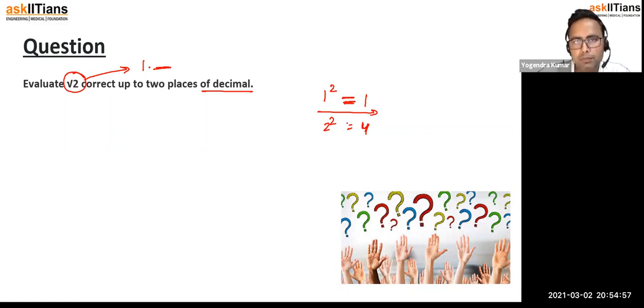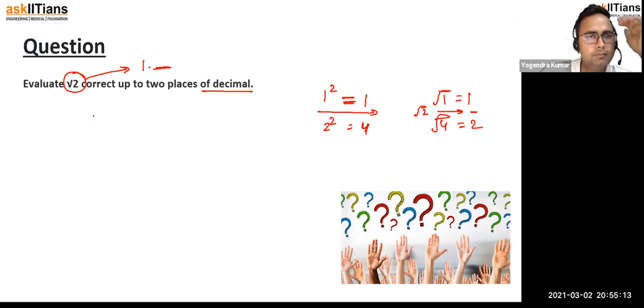Root of 1 is 1 and root of 4 is 2. This way you can look at it. So root 2 is somewhere in between. So let's see how we get this. We add zeros here. After the point, we can add any number of zeros, right? The point we put here.